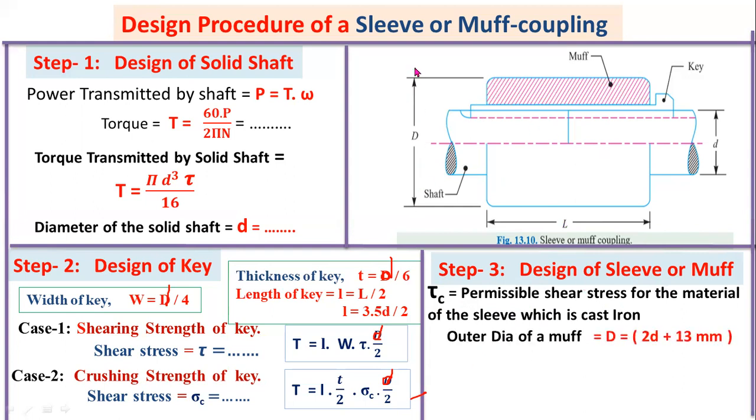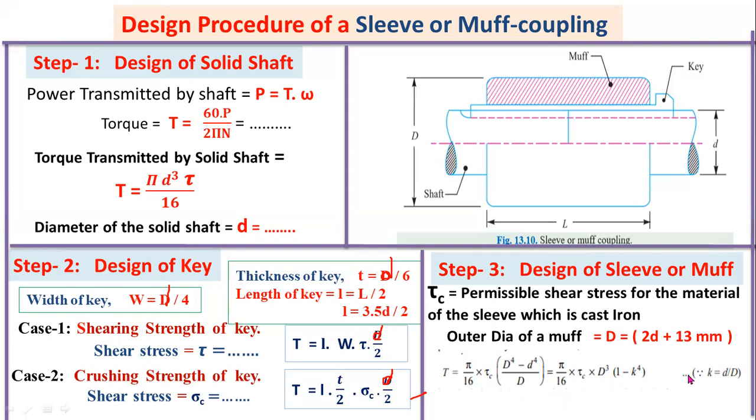Here capital D is the outer diameter of the hollow sleeve. So capital D equal to 2d plus 13 mm, and the inner diameter is small d. This is the formula for torque transmitted by the sleeve or hollow shaft. Torque T equal to pi by 16 into tau into D cube into 1 minus k power 4. You can use this formula or this formula.